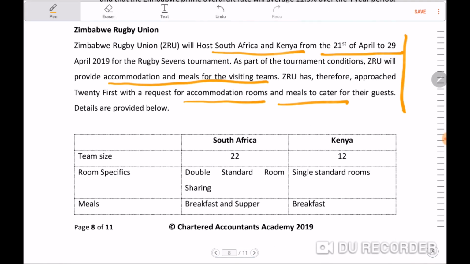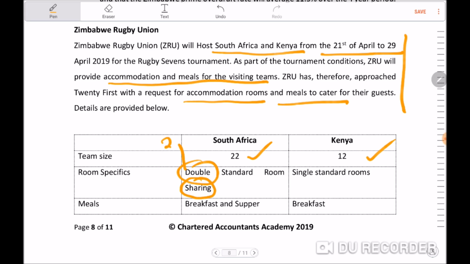I'm also given the team sizes: South Africa 22 players, Kenya 12 players. What rooms do they want? Double standard rooms, sharing. So these guys wanted double standard rooms, sharing. What is it telling me? It's a double. Double is equal to what? 2.